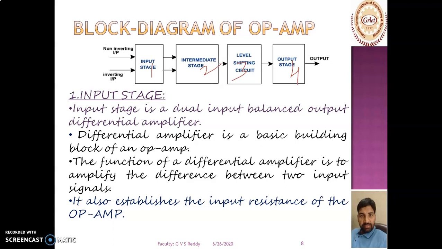In these 4 differential amplifiers, within the operational amplifier, the first stage is the first type, dual input balanced output differential amplifier. So the first block of the operational amplifier, known as input stage, is nothing but a dual input balanced output differential amplifier circuit. Differential amplifier is a basic building block of an operational amplifier. Its function is to amplify the difference between two input signals. It also establishes the input resistance of the operational amplifier.